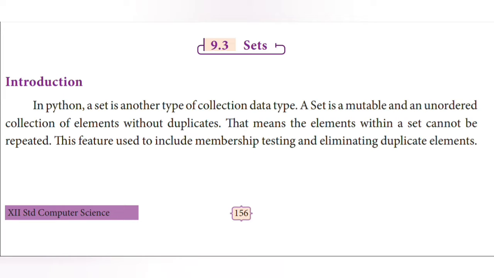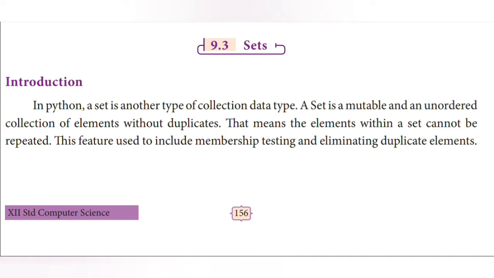Why do we call it a collection data type? Because we are processing a list of elements, more than one element. So we call it a collection data type. In Python, a set is another type of collection data type. A set is a mutable and unordered collection of elements without duplicates.